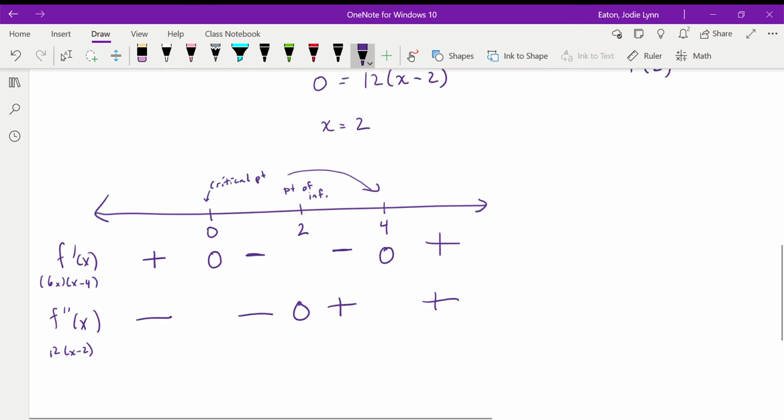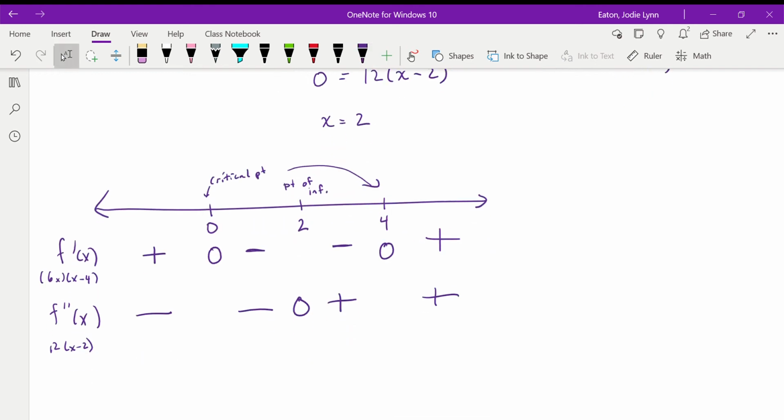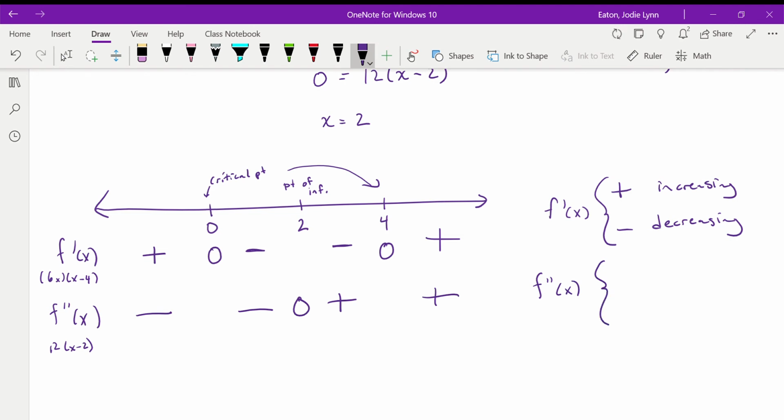Okay, so now we have to interpret this. So let's look at what each of these means. So f prime of x, if it's plus, we have increasing. So we're going up. Minus, decreasing. F double prime of x, if it's plus, we have concave up, and minus, we have concave down.